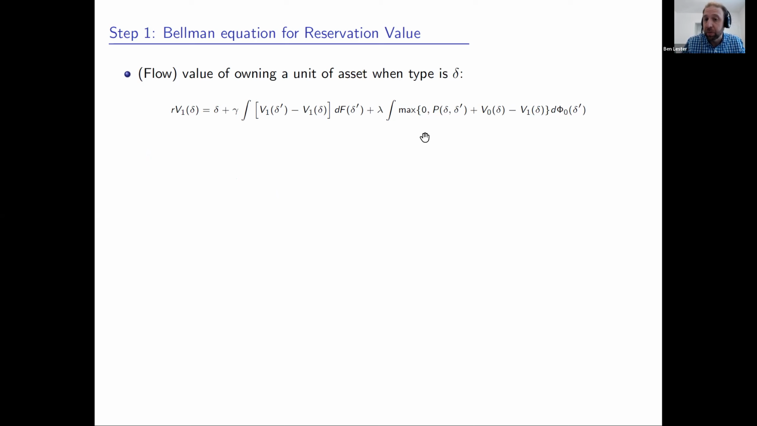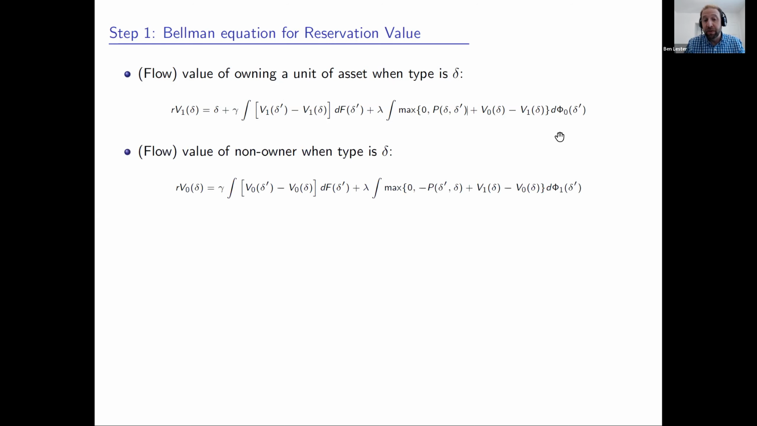And I alluded to this earlier. I have to think about the distribution of those in the economy who do not own the asset, which is precisely that d phi 0 of delta here. So in other words, the flow value of owning a unit of the asset is I enjoy the fruit of my Lucas tree until one of two things happens. Either I change type or I get the opportunity to trade, in which case I trade at some price that depends on my type and the type of a randomly drawn non-owner from the economy.